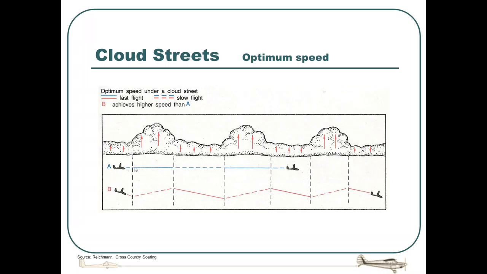So what's happening here? This guy is flying too slow through a lot less lift, so he's not going to remain at the height and get the speeds he's looking for.